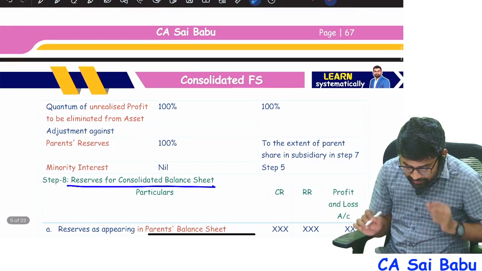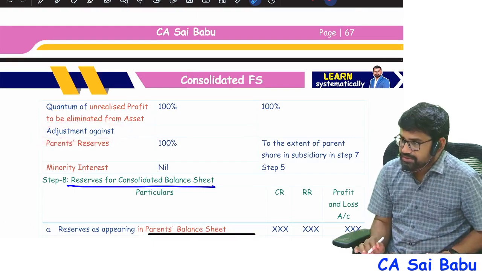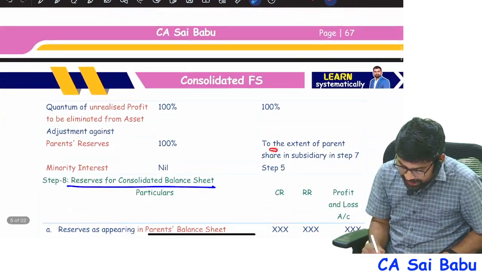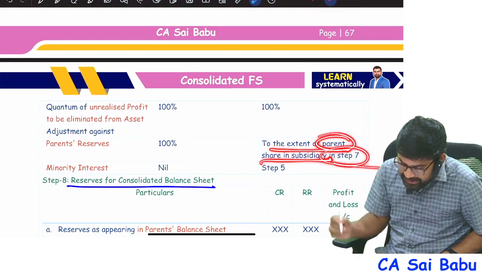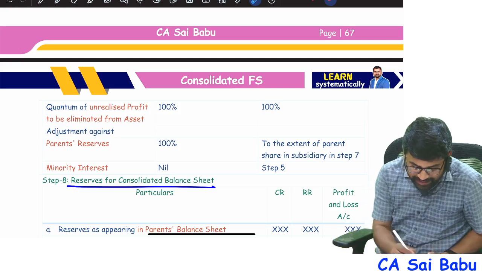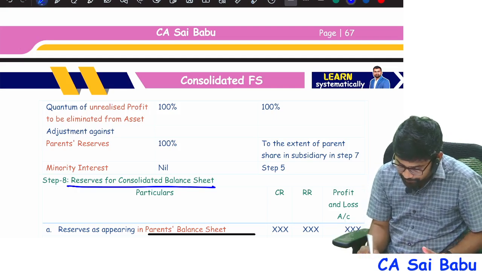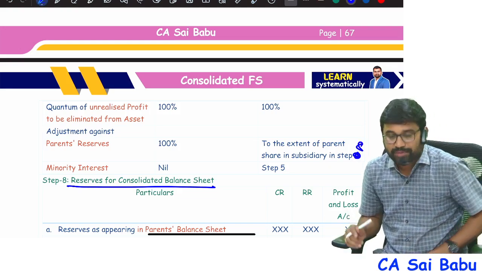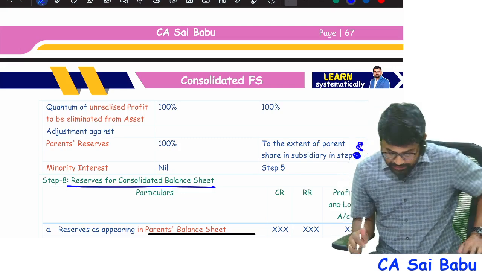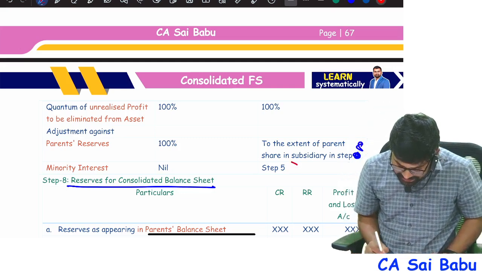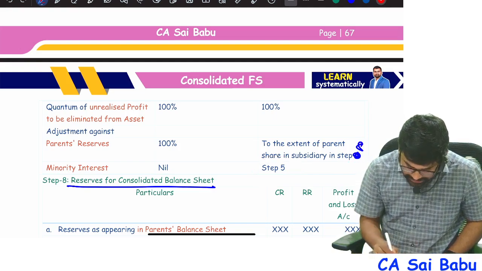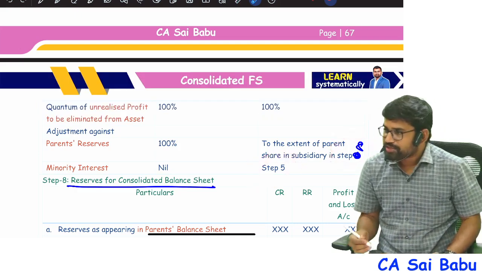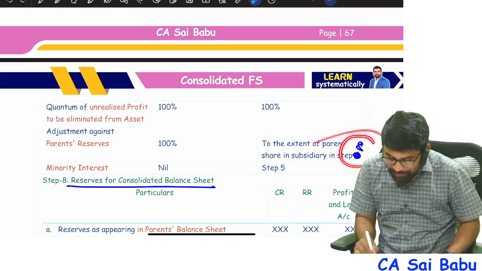But when it comes to adjustment against reserves, in case of upstream, see this. To the extent of parent's share in subsidiary, in step number 7. Step number 7 or 8? I think step number 8. We are adjusting the parent company reserves in step number 8, so make it step number 8. Minority interest, step number 5. Sir, what is this step 8? Step 5 you understood? What is this step 8? Tell me.